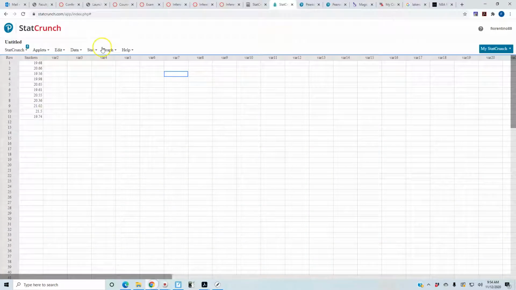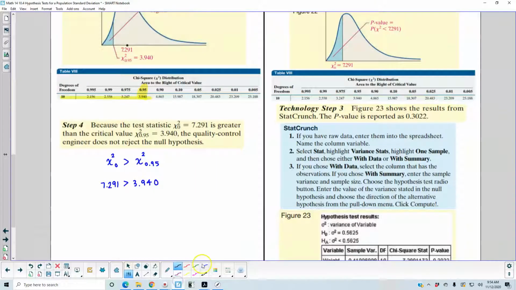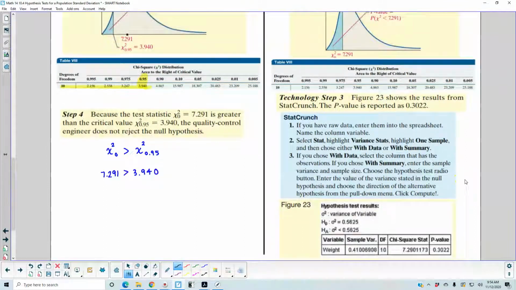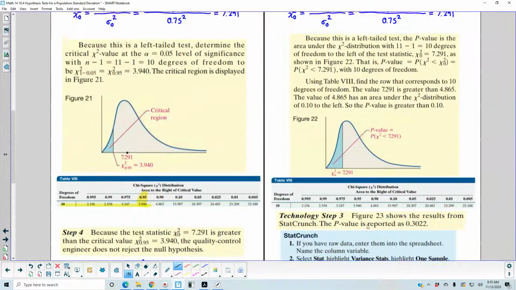We're going to go to Stat, and then With Data. Now it says, if you choose With Data, select the column that has the observations. Then you choose the Hypothesis Test radio button, enter the value of the variance stated in the null hypothesis, choose the direction of the alternative hypothesis from the pull-down menu, and then click Compute. So here we have our information.